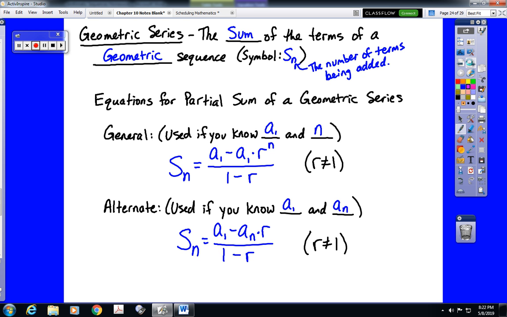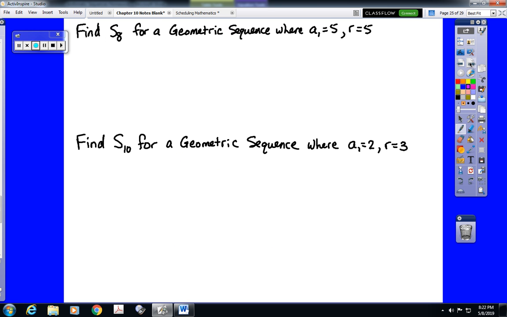So let's do some examples. We're asked to find S sub 8 for a geometric sequence where we know the first term and we know the common ratio. So we ask ourselves, do we know the last term? The answer is no. So we are going to use the version that is made up entirely of a1 and n. Okay, S sub n is a sub 1 minus a sub 1 times r to the n power, over 1 minus r. Now you might be asking yourself, well, how the heck do I know what n is? Well, n is the subscript on the S. So n is 8.